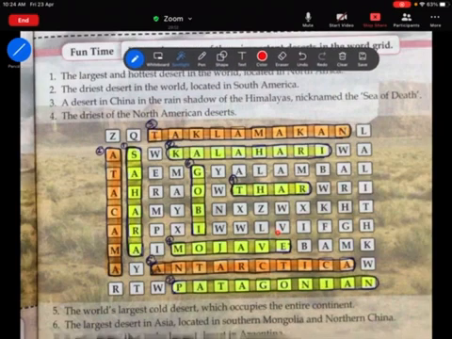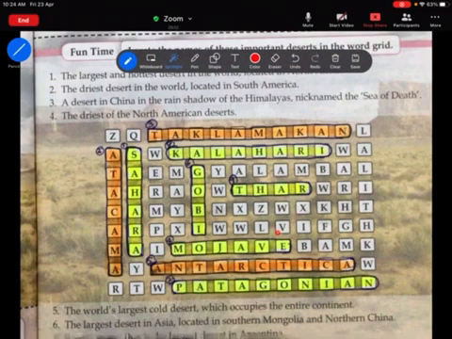Number five, the world's largest cold desert, which occupies the entire continent. Number five, Antarctica. Number six, the largest desert in Asia, located in southern Mongolia and North China. Number six, that is Gobi.